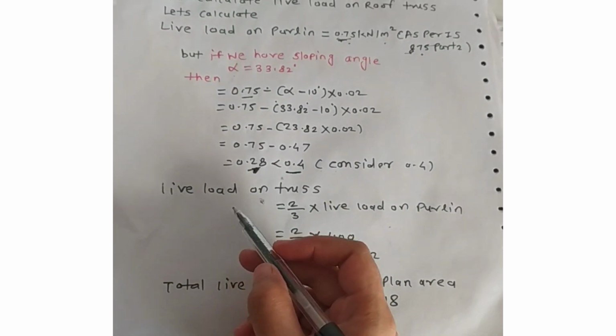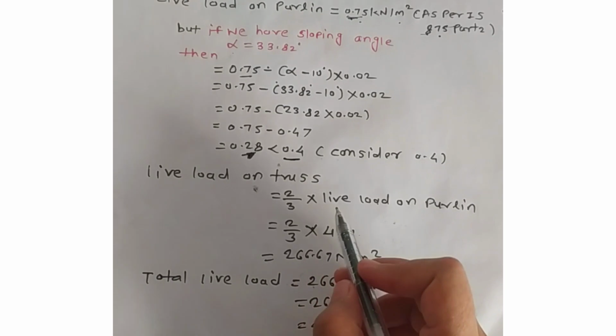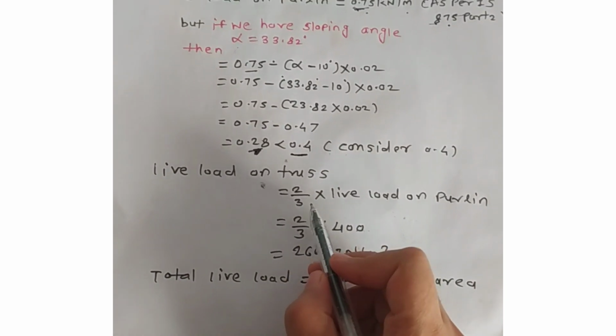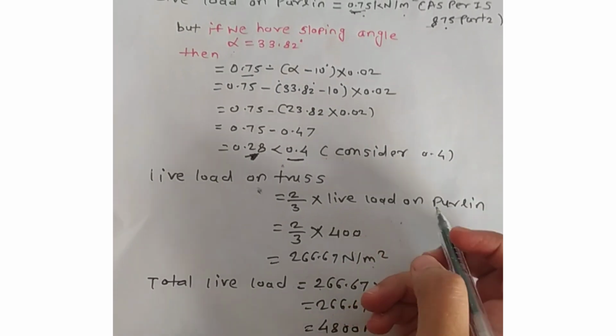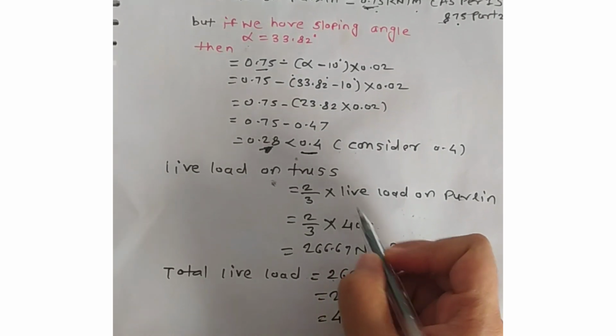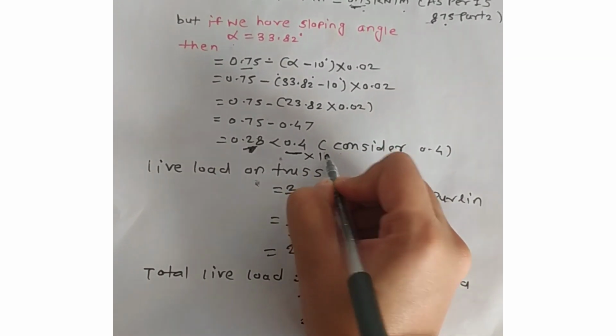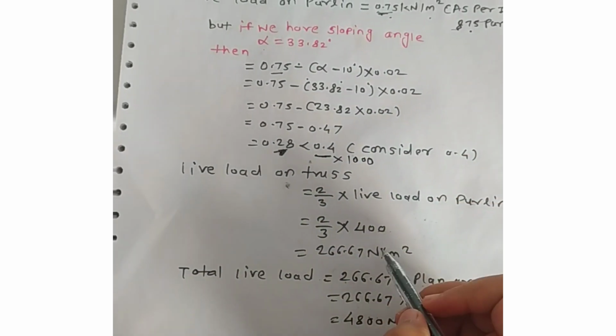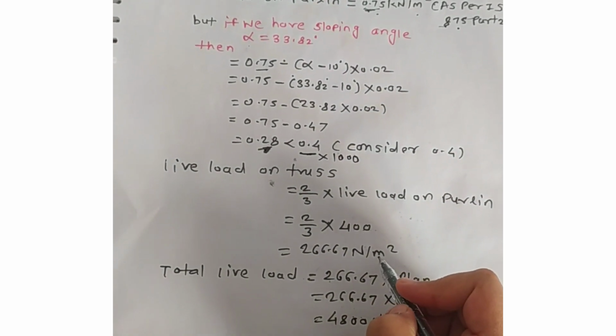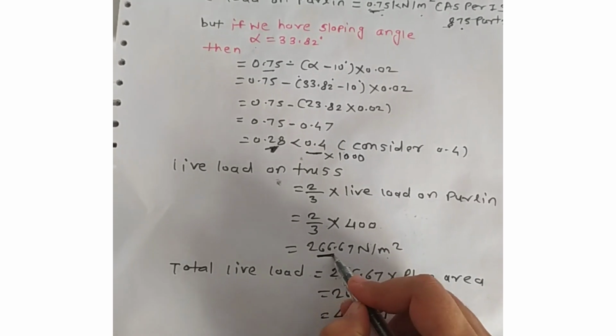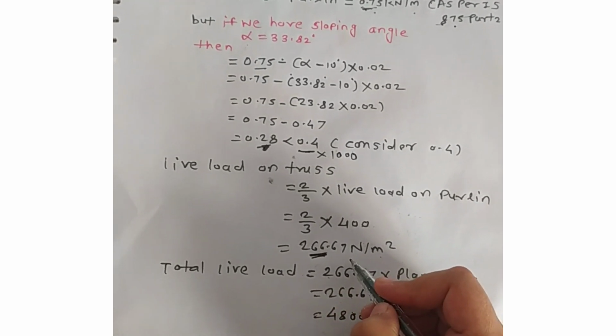Then the live load on truss we can calculate from this formula, that is 2/3 of live load on purlin. 2/3 into this 400. 400 means I have multiplied this value by 1000 to convert it into Newton per meter square. So the value comes out to be 266.67.